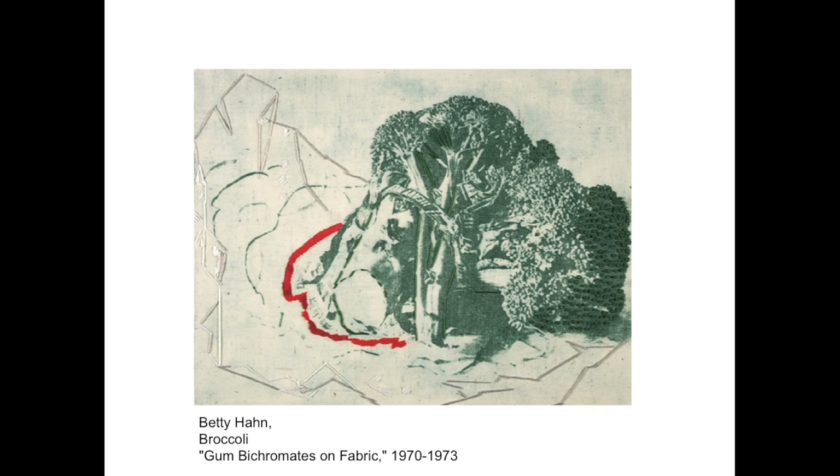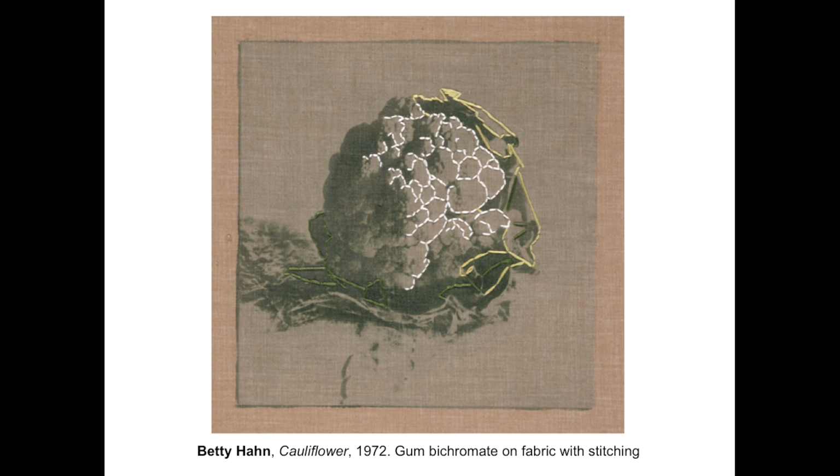Here's another one of those images. So for her gum bichromate part, she would have used a green pigment added to that, coated it on fabric, exposed and processed it, and then added elements, and what you see here with the red and the sort of silvery gray, and even some black, are stitched onto the fabric. And one more of her pieces here.